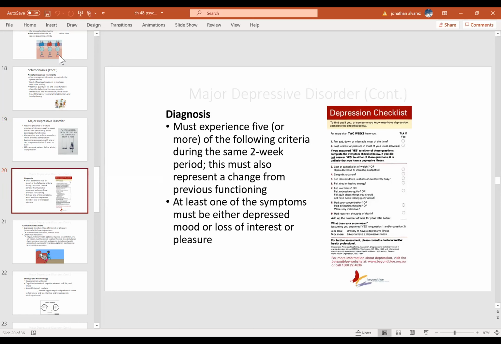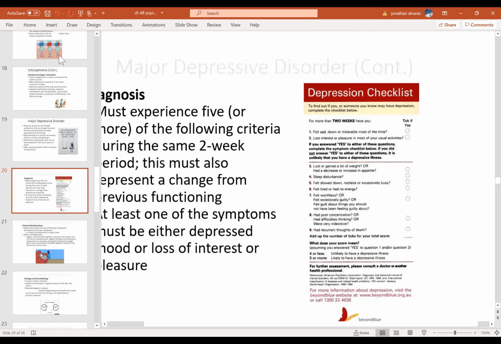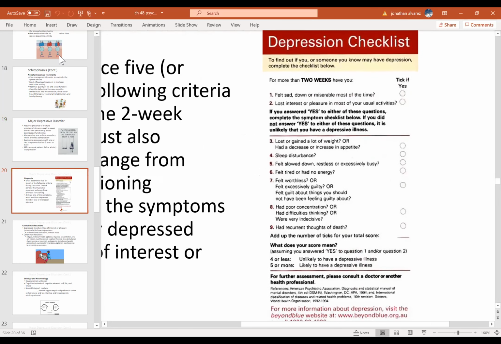So when you're visiting with someone that's going to help you diagnose, there are several things that they look for, and you can see a list of that there. Number one, felt sad, down, or miserable most of the time, lost interest or pleasure in most of the usual activities, lost or gained weight, or increase in appetite, sleep disturbances, felt slowed down, felt tired, felt worthless, poor concentration.